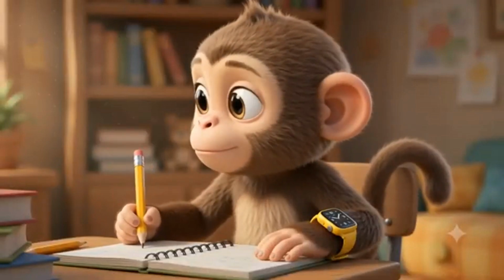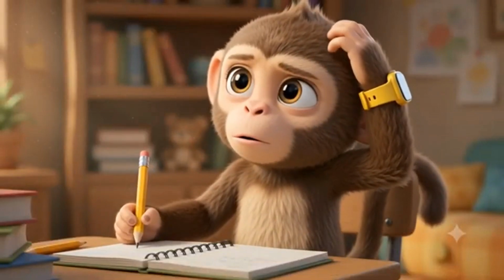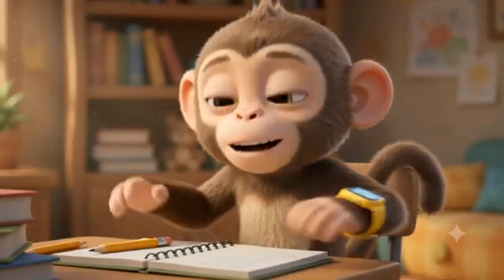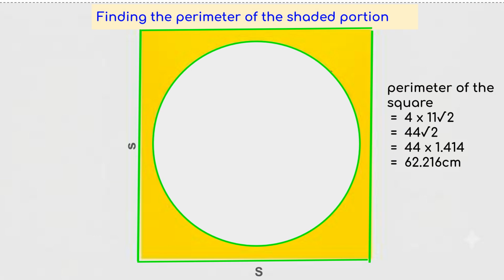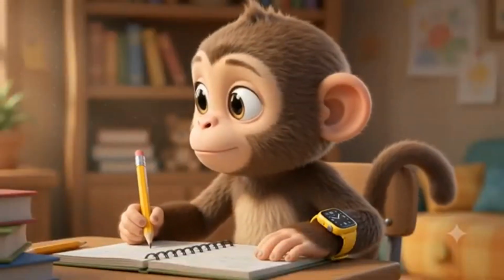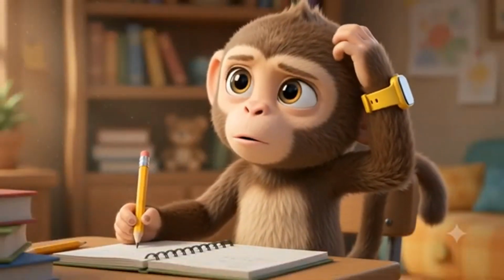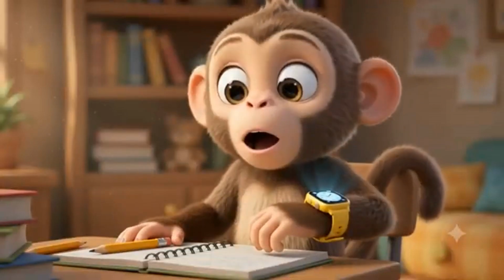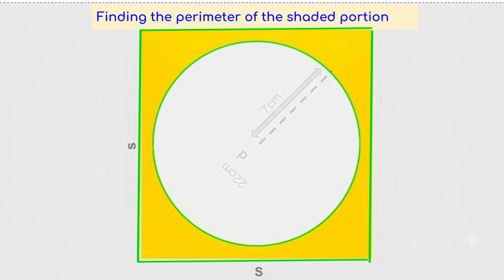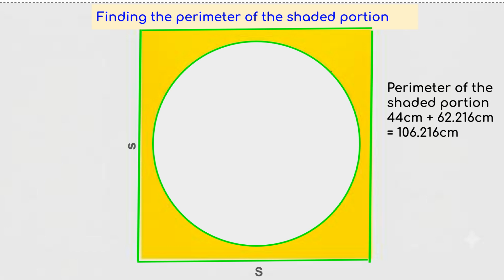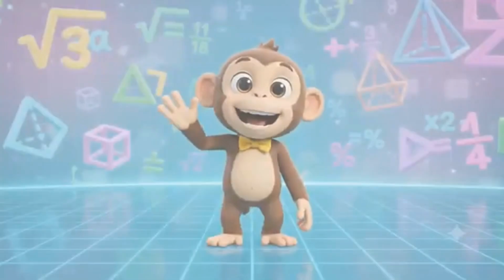Next, we calculate the perimeter of the square by multiplying its side length by 4. Perimeter of the square equals 4 times 11 square root 2, equals 44 square root 2, equals 44 times 1.414, which is about 62.216 centimeters. Recall that our side length is 11 square root of 2 centimeters. Adding these two values together, we get the total perimeter for the shaded region. It is 44 centimeters plus 62.216 centimeters equals 106.216 centimeters.